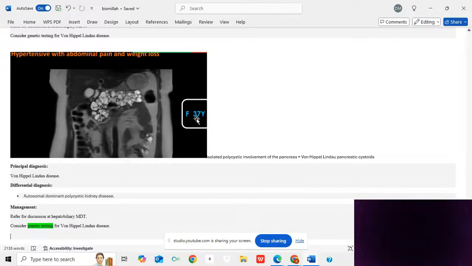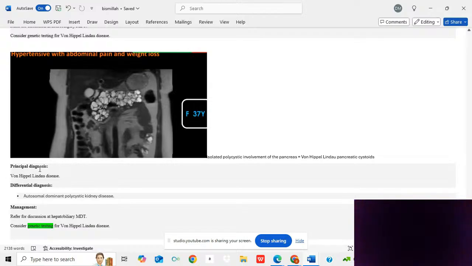This patient is 37 years old, female, with hypertension and abdominal pain. And images showing no involvement of the liver or any other organ, no involvement of the kidneys with these cystic lesions. So the isolated involvement of the pancreas can be a specific sign of von Hippel-Lindau disease.